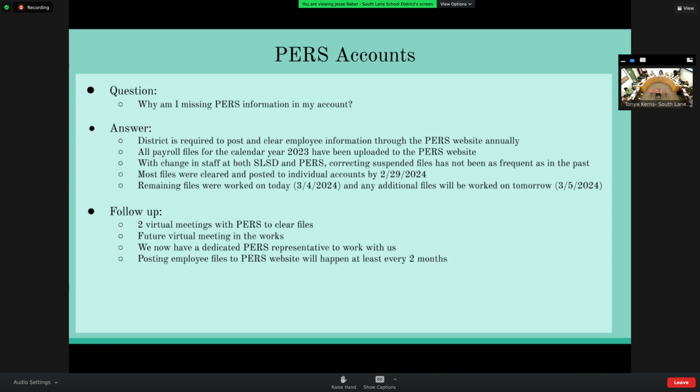Following up, we've had 2 virtual meetings with PERS to clear files. We have more virtual meetings with them in the works. Again, we have a dedicated PERS representative to work with us, and posting employee files to the PERS website will happen at least every 2 months. And it's not the posting, the payroll files will be posted every month, but making sure they're all cleared through and unsuspended will be completed at least every 2 months.